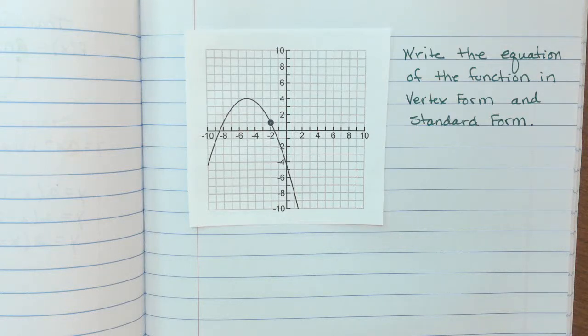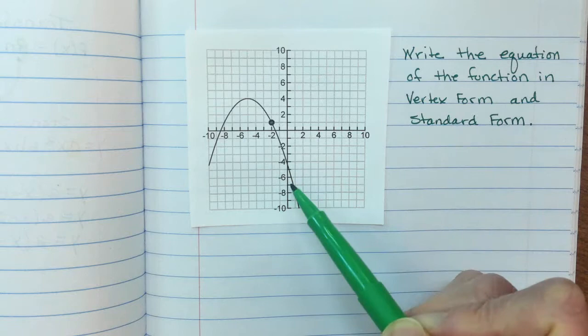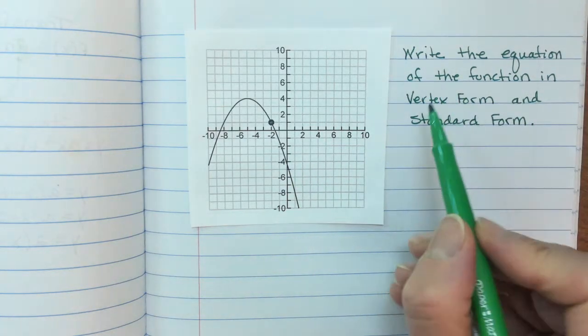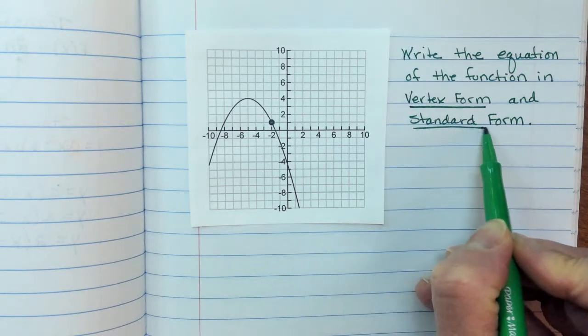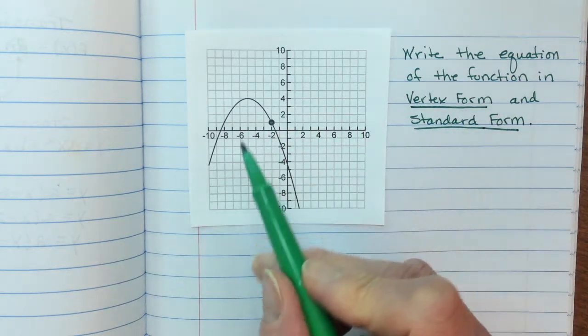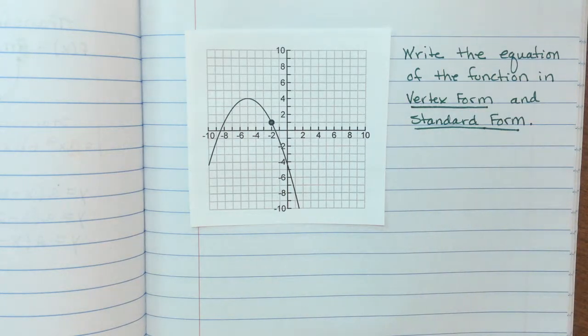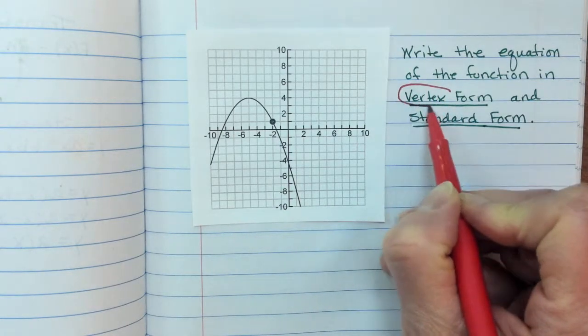In this problem, we're given a graph of a function, and if we look at it, it's actually a quadratic function, and we're asked to write it in vertex form and standard form, which means we're going to have to gather some information from our graph in order to make this possible. So the easiest form to do first is vertex form.